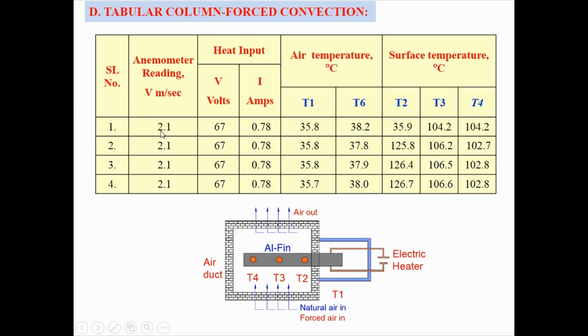So what I will do, I will try to explain the test. I will try to do one specimen calculation for this first reading. Okay. T1 is 35.8, T6 is 38.2, T2 is 35.9, T3 is 104.2, T4 is 104.2. I will do the calculation for this particular first reading.